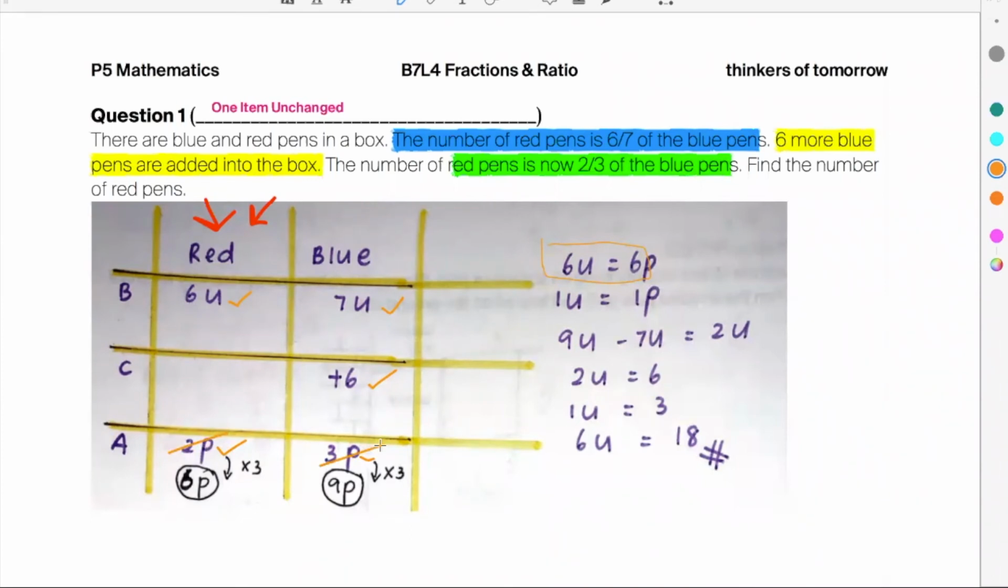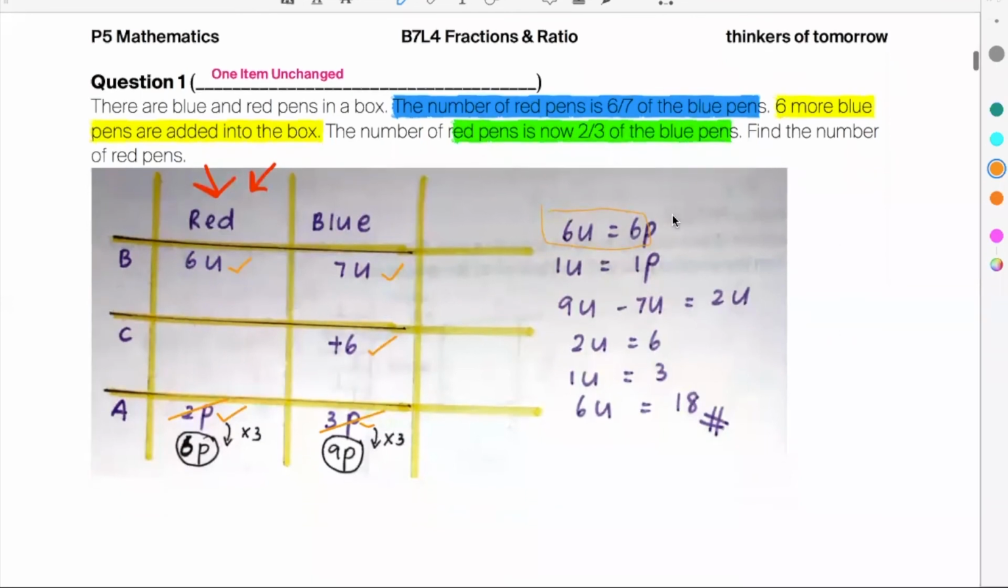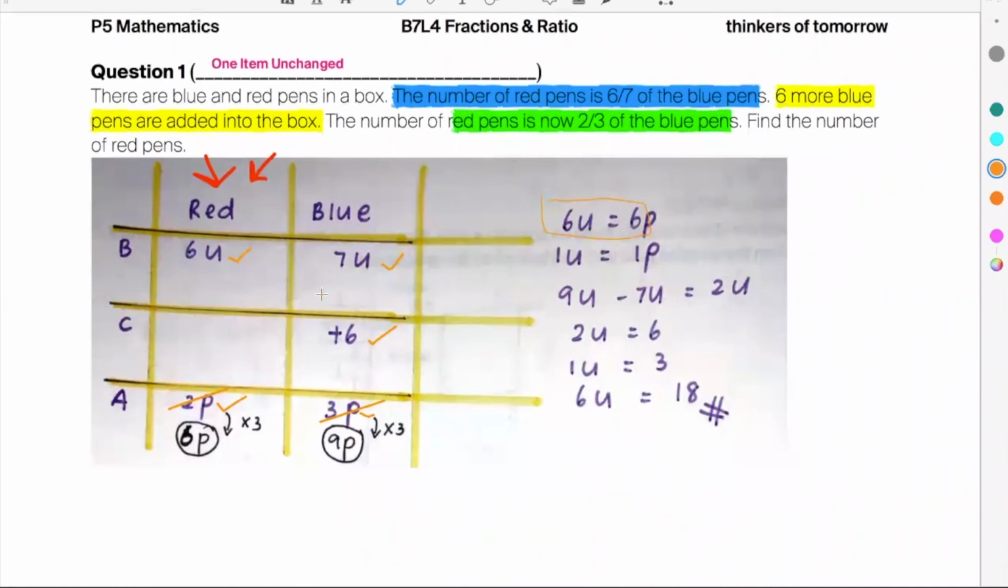All right, so 6 units is equal to 6 parts, right? 6U is equal to 6 parts. So 1U is equal to 1 part. Okay, find the number of red pens. Let's look at this, guys. How many units is equals to 6? In order for us to solve, we need to know what is the value of a unit, right? So let's make use of this.